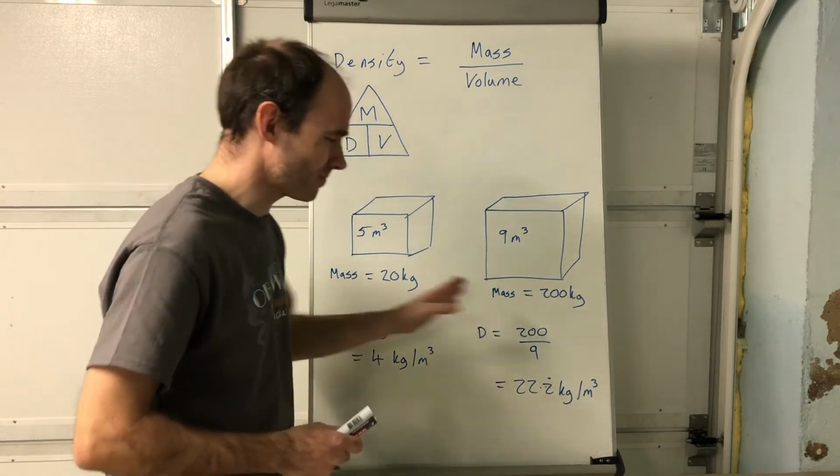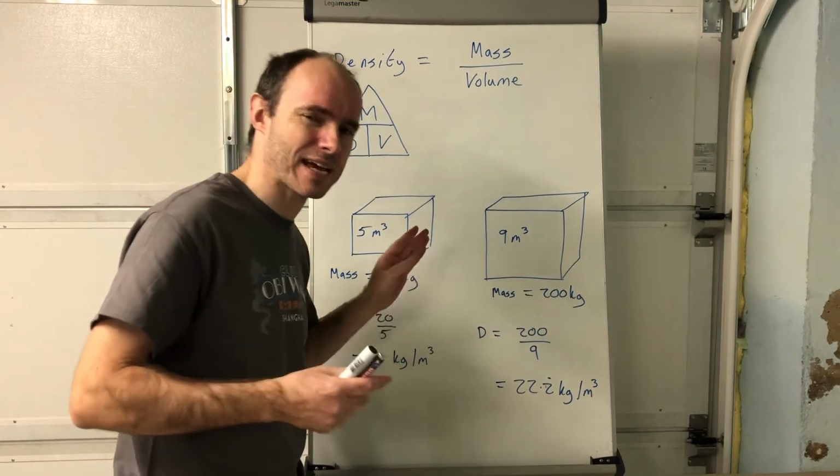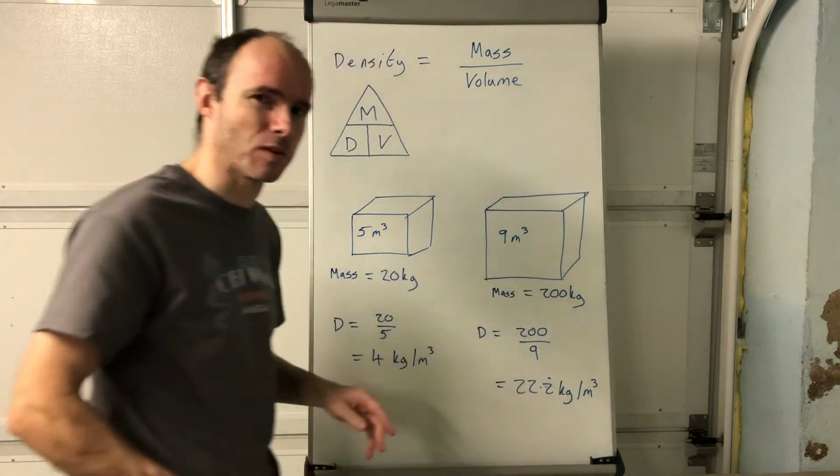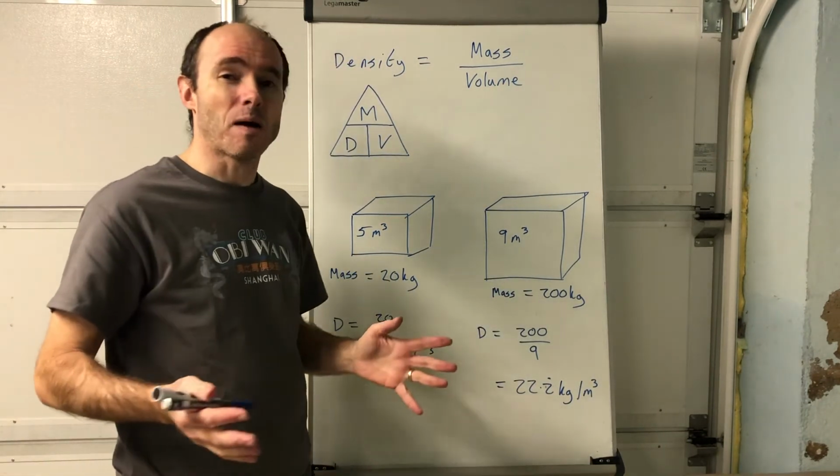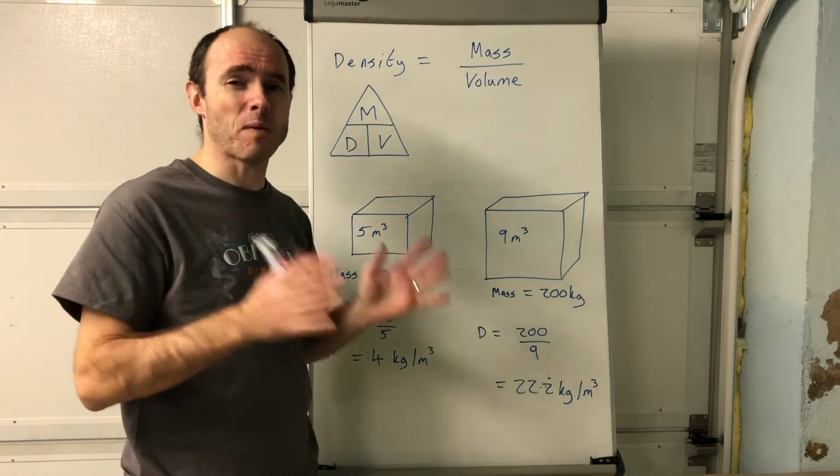But that's how you do a conversion, and that's how you'd compare the two densities of those. I'm hoping you found that quite straightforward. I'm hoping you found that useful.